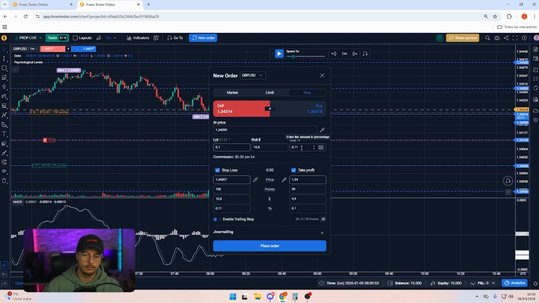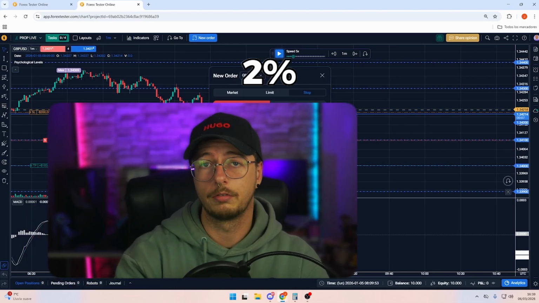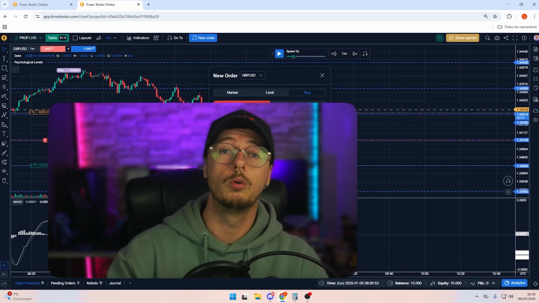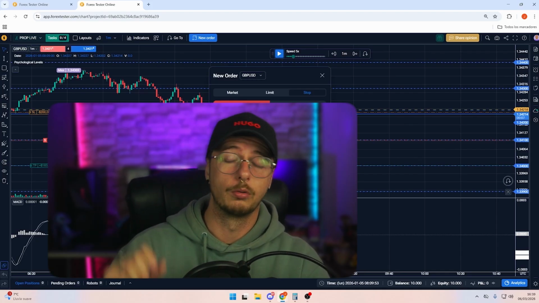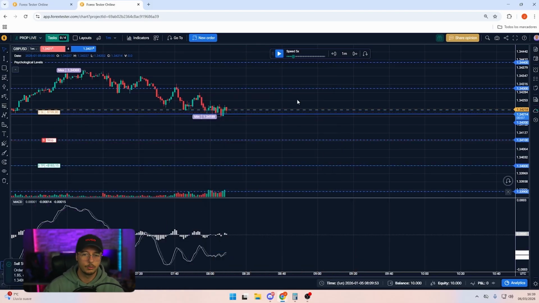Perfect. Now we've got this, we're going to set our risk again at 2%, because I think 2% is enough, because we can get some nice amounts of profit and even pass maybe the challenge in one day. But if we lose one trade, we're still in the game to place another trade, because we've got 5% that we can lose in the day. So we're going to place this order, and we are going to press play to see how this performs out.